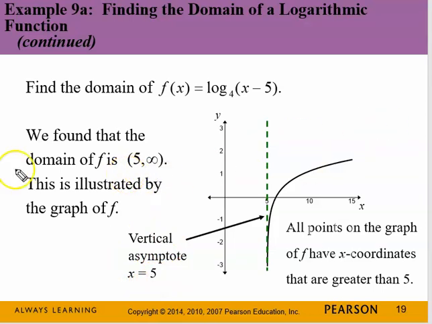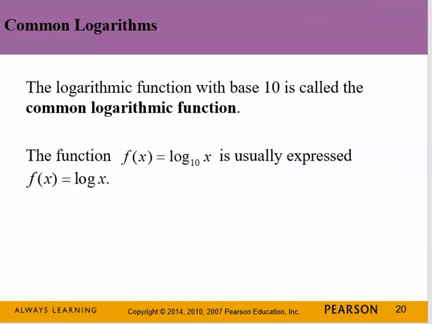All right, we're winding up. We're almost finished. Now here we see the common log. Remember, for the common log the base is 10, and we don't usually write the 10. If you just see log, the assumed common log is base 10.